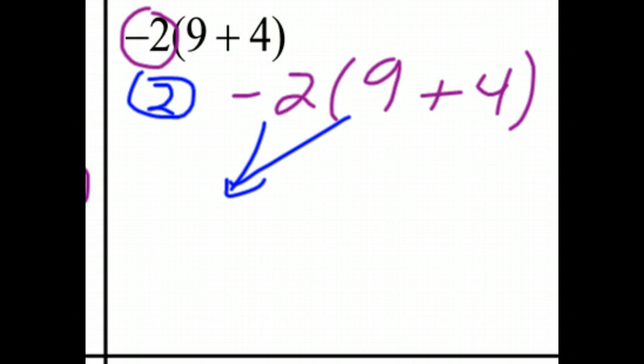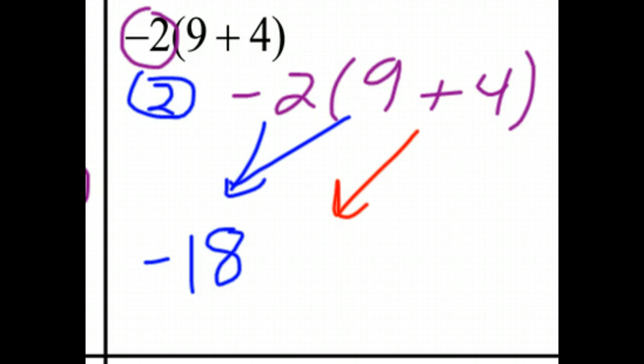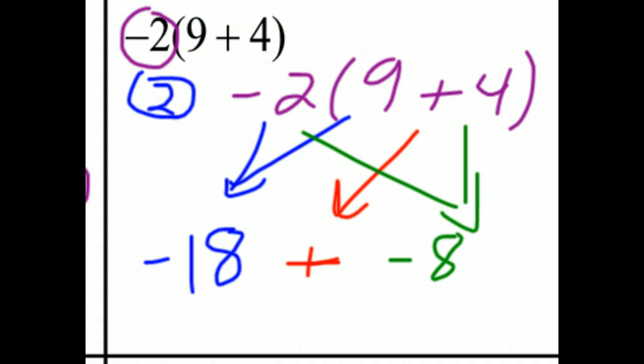And if you're unfamiliar with this, go back to the rules on multiplying and dividing positive and negative integers. Negative 2 times 9 is negative 18. Keep the sign. And negative 2 times 4 is the same as negative 8. In either case, negative 2 times 13 or negative 18 plus negative 8 gives us the same answer, which is negative 26.